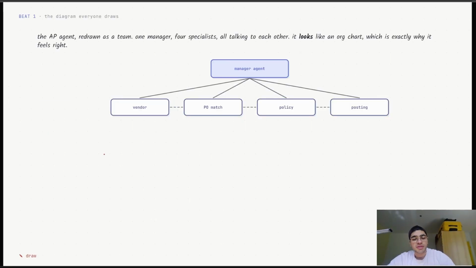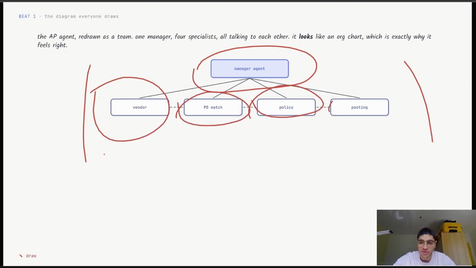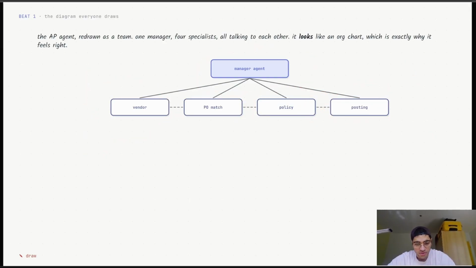So, if you remember from the start of the series, I gave you the example of the AP agent. And this is us drawing it the way you would usually draw an org chart. So you have your manager agent, the same way you would have a normal agent. You have 4 specialists. Here you have your vendor, PO matcher, policy, and posting. Each one is basically imitating a certain action. All are able to talk to each other, as you can see here. And it looks like an org chart, of course.